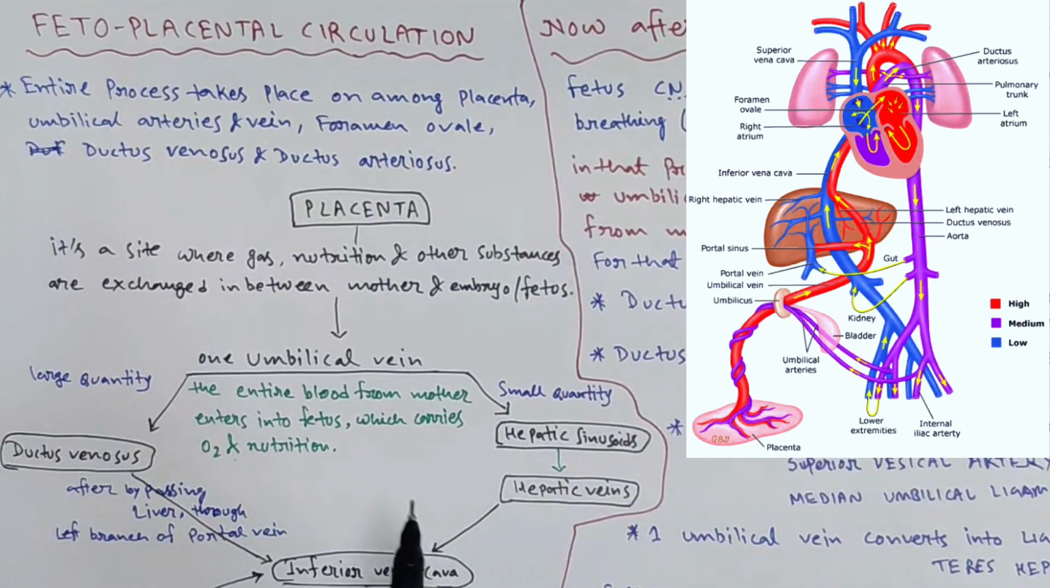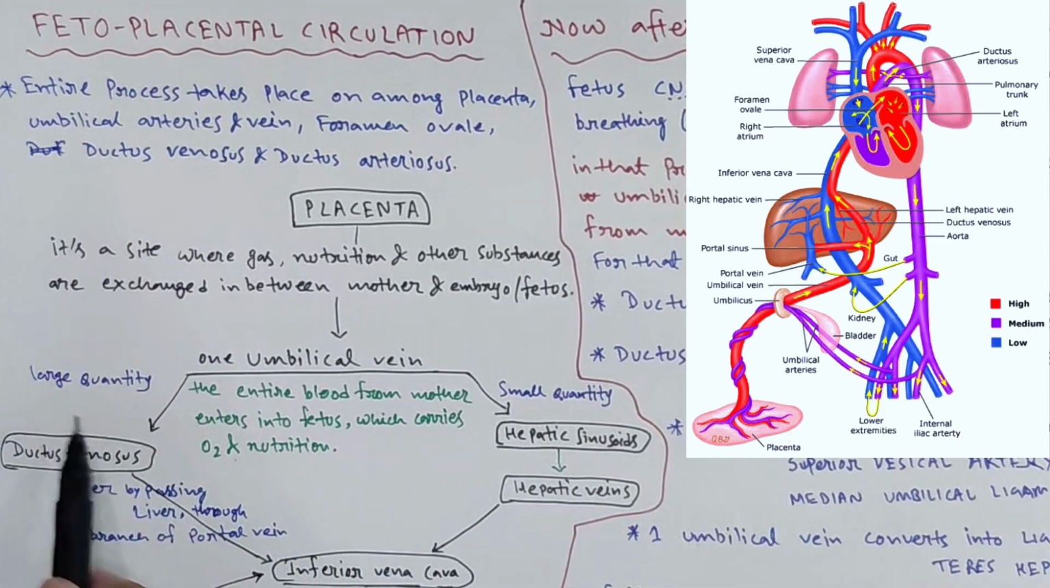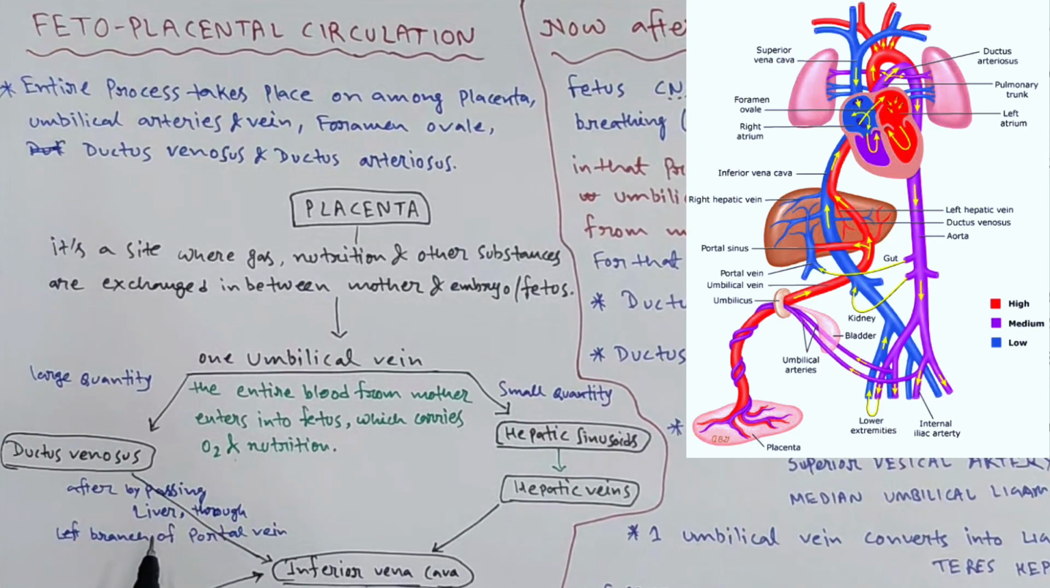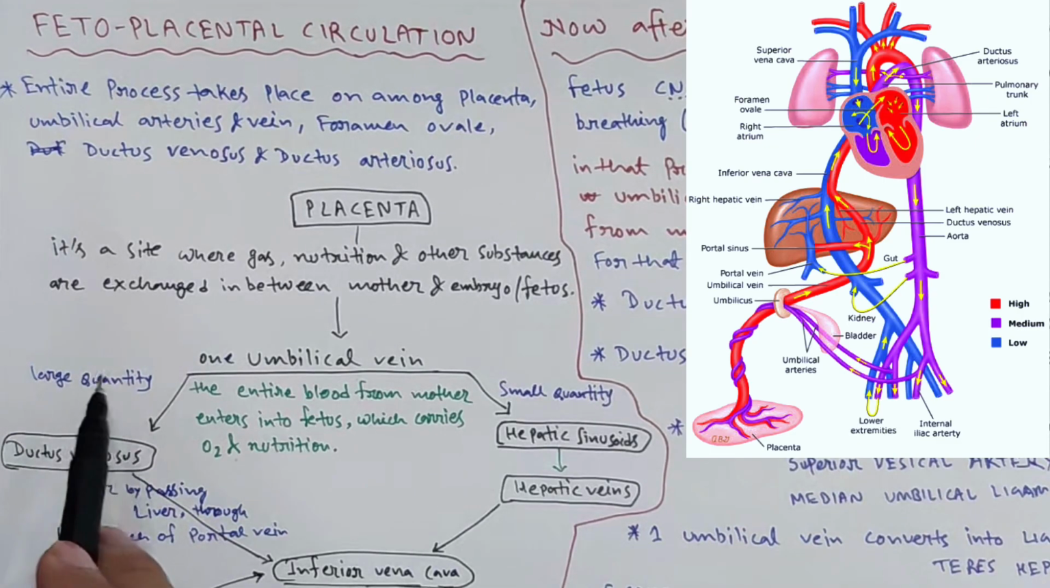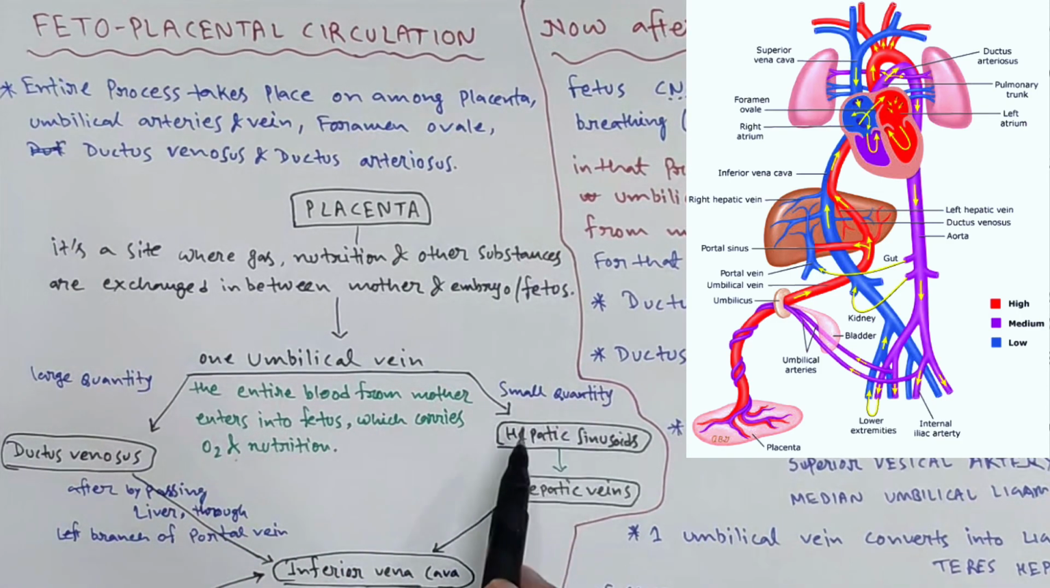Now try to understand this. Oxygen rich and nutrition rich blood enters into the fetus from the mother through one umbilical vein. The major quantity of the blood enters into the inferior vena cava through the ductus venosus. This ductus venosus bypasses the liver through the left branch of the portal vein, and the entire major amount of blood enters into the inferior vena cava of the baby. A small quantity of this fresh blood enters into the hepatic sinusoid, from there into hepatic veins, and indirectly it goes into the inferior vena cava.